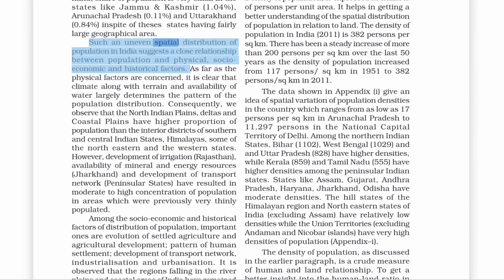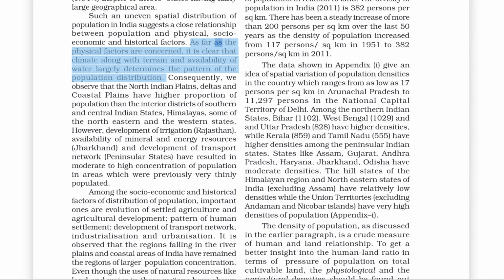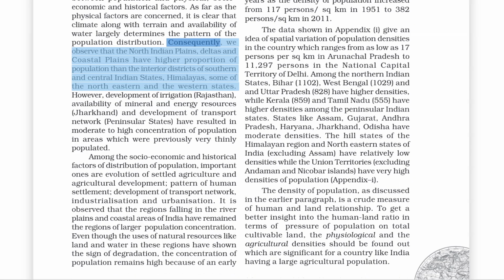Such an uneven spatial distribution of population in India suggests a close relationship between population and physical, socioeconomic, and historical factors. As far as the physical factors are concerned, it is clear that climate along with terrain and availability of water largely determines the pattern of the population distribution. Consequently, we observe that the North Indian plains, deltas and coastal plains have higher proportion of population than the interior districts of southern and central Indian states, Himalayas, some of the northeastern and the western states.